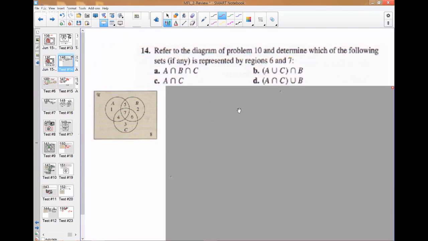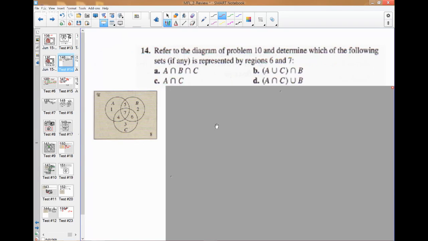So here's number 14 from the book. And we need that diagram. Hopefully that's big enough that all of you can see it there. If not, you can look in the book. It says, refer to the diagram and determine which of the following sets, if any, is represented by regions 6 and 7. Well, the only way to find out is you've got to do each of the 4 problems.